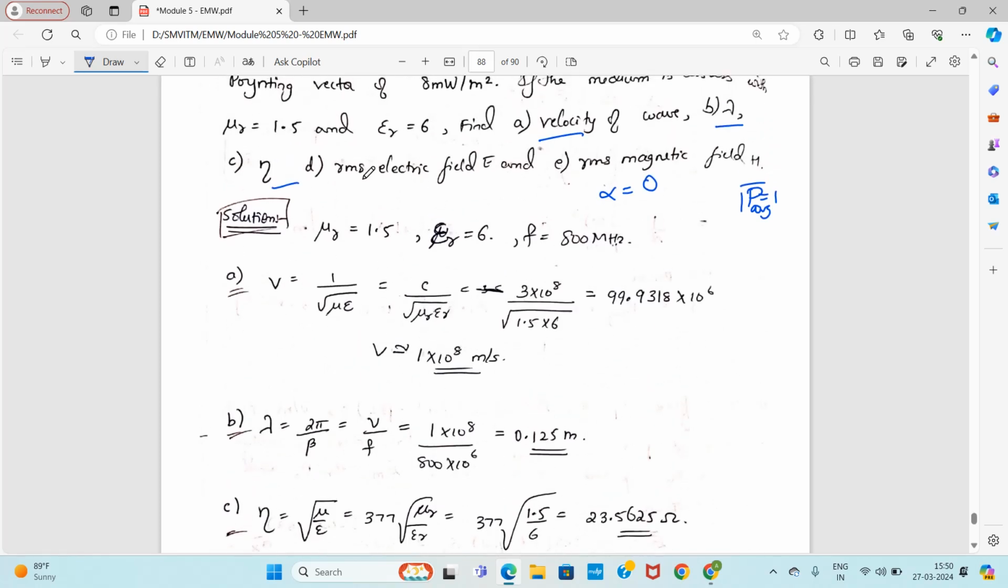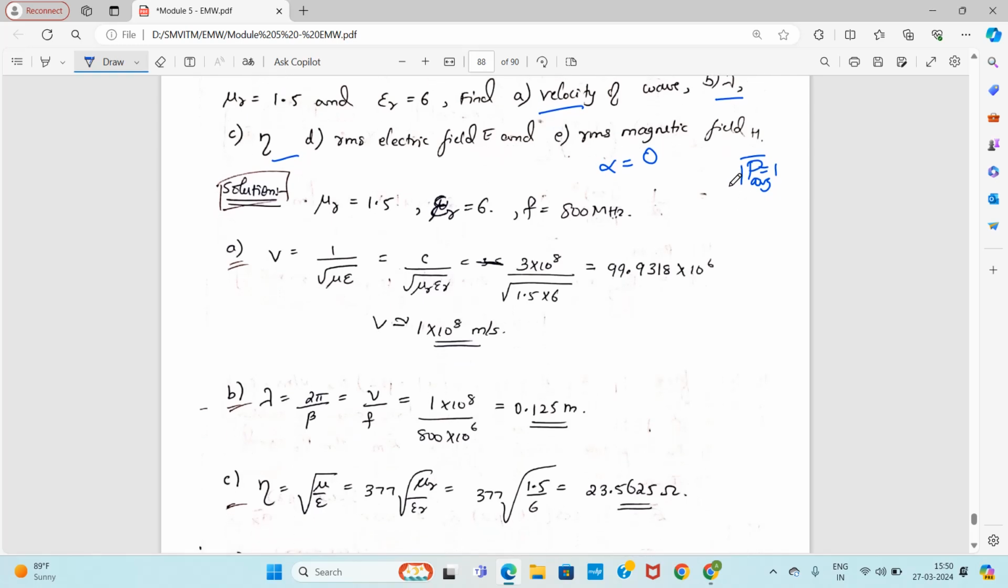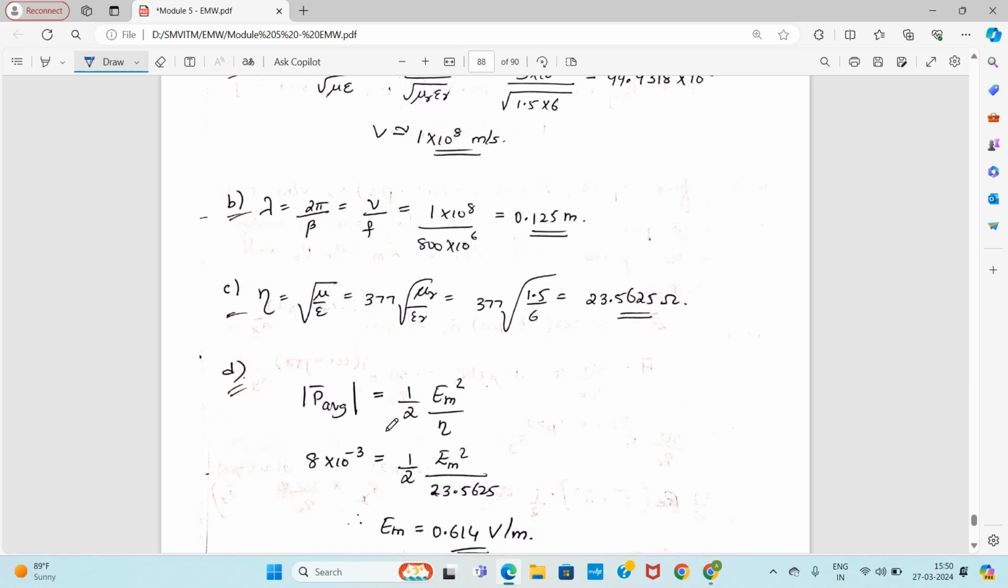Now when it comes to the next D part, they're asking to find the RMS electric field E and RMS magnetic field H, right? That is where this average Poynting vector comes into the picture. Just now you saw this equation: P average is half of Em square by eta, right? You did that integration and found the average power density, half of Em square by eta. Average power is given now. Substitute, interchange, simplify, find out the Em value. But what is asked is RMS. What you are getting is maximum.